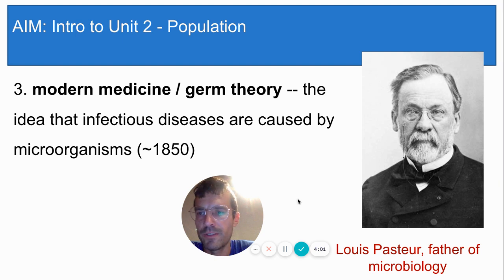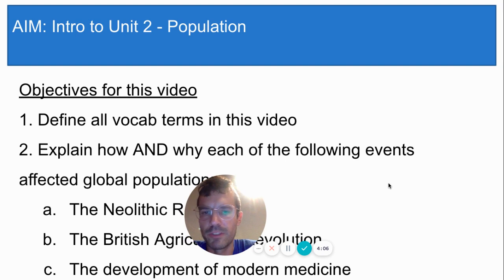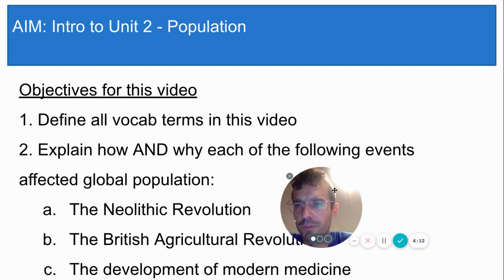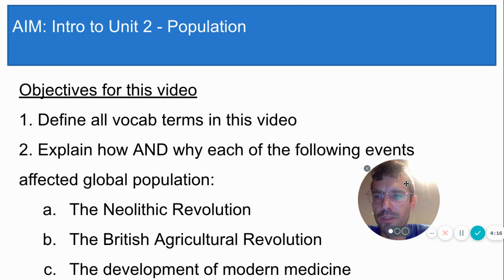Let's summarize. You just learned about 3 events that caused changes in the global population. The first event was the Neolithic Revolution, also called the First Agricultural Revolution, which occurred about 10,000 years ago and led to a small increase in the global population. The second event started around 1750. It was called the British Agricultural Revolution, and it led to a significant increase in global population.